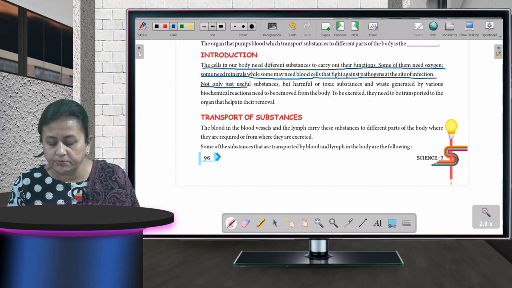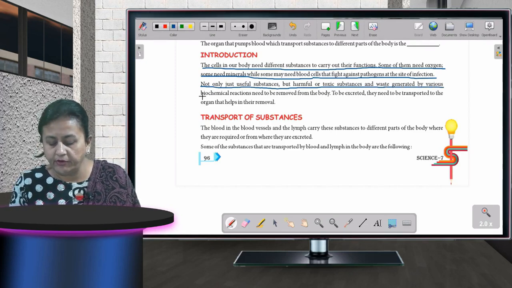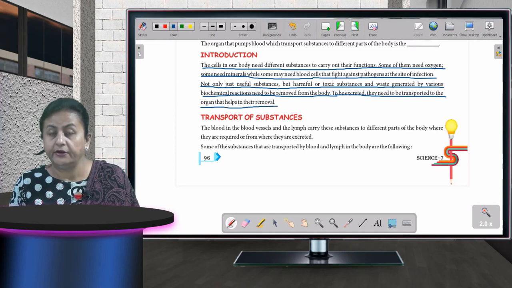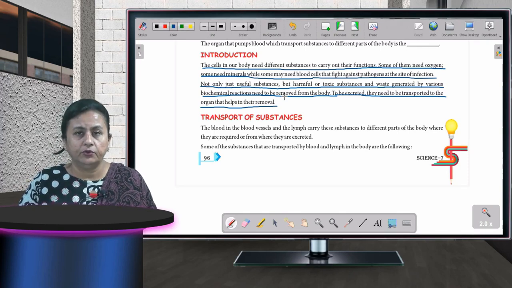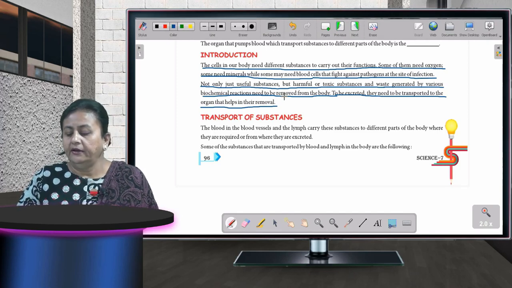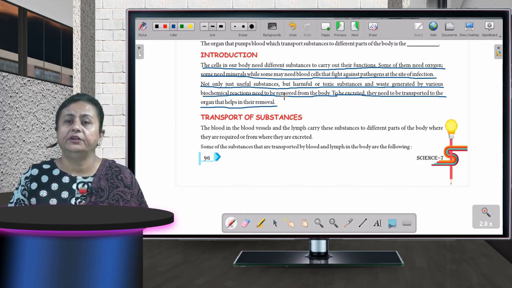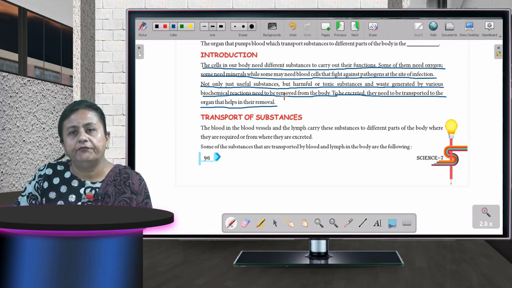Not only just useful substances but harmful or toxic substances and waste generated by various biochemical reactions need to be removed from the body. To be excreted, they need to be transported to the organ that helps in their removal. Children, as I have read out for you, our body needs different things, not only energy, it needs minerals, it needs proteins, it needs blood, and so many things are required for a body to carry out the activities, okay? Every part of the body has got different function, and to do that function, our body needs different things, okay?